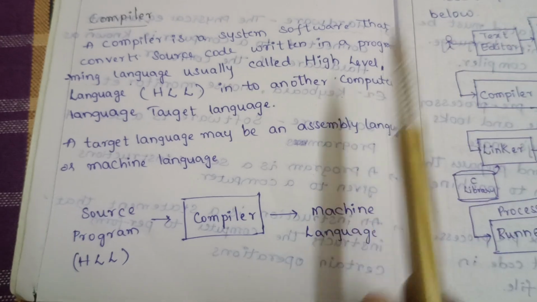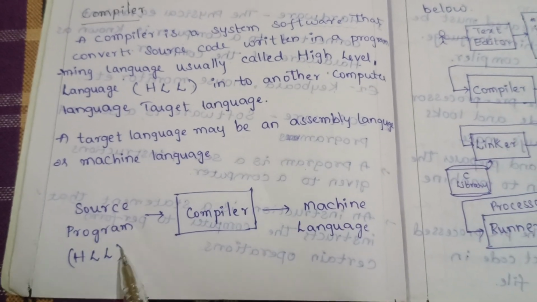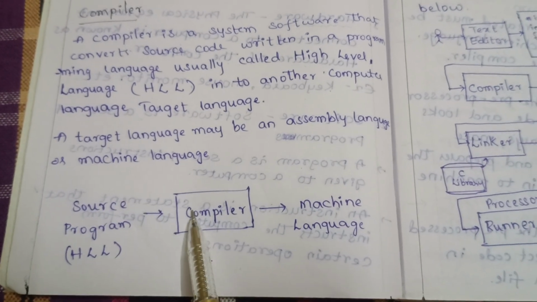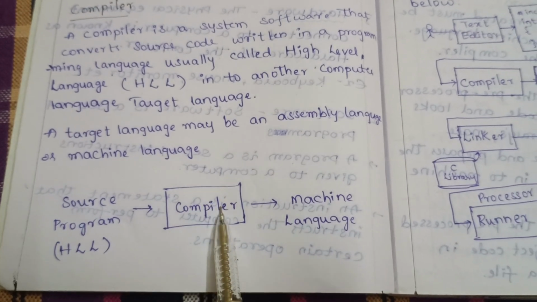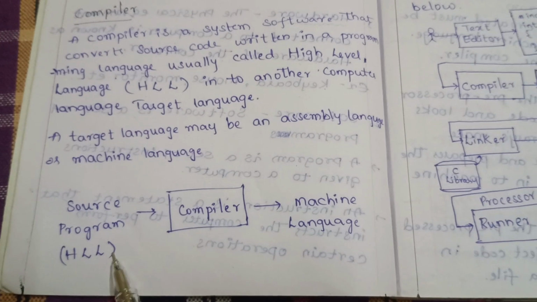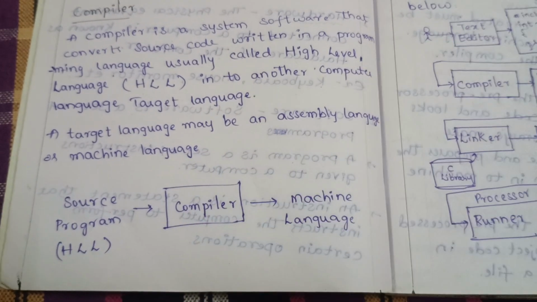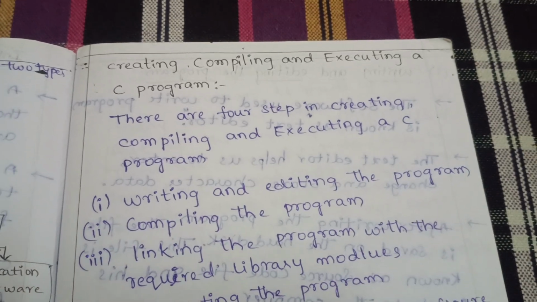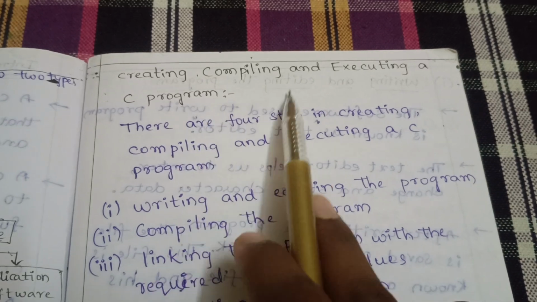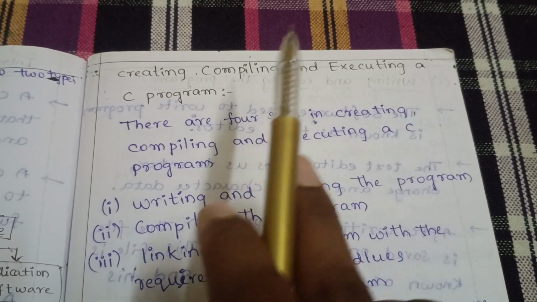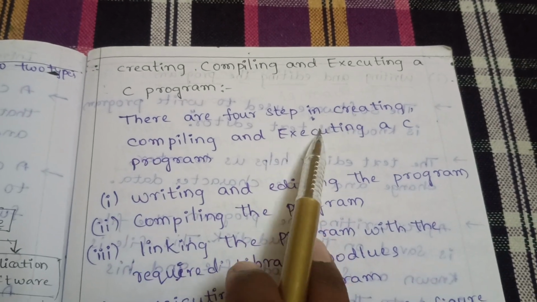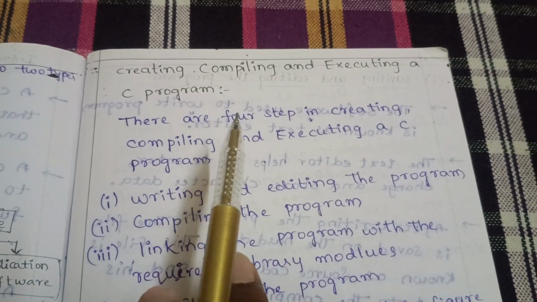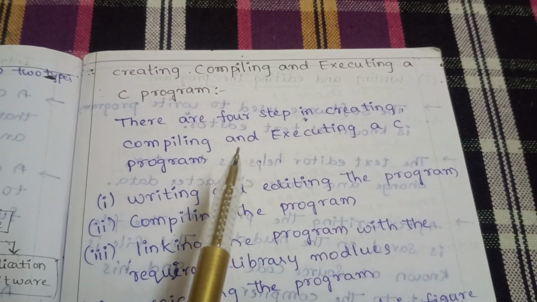Now here, the source program, which is in high level language, is sent to the compiler, then the compiler converts the high level language to machine level language. Next, creating, compiling and executing a C program. There are four steps in creating, compiling and executing a C program.